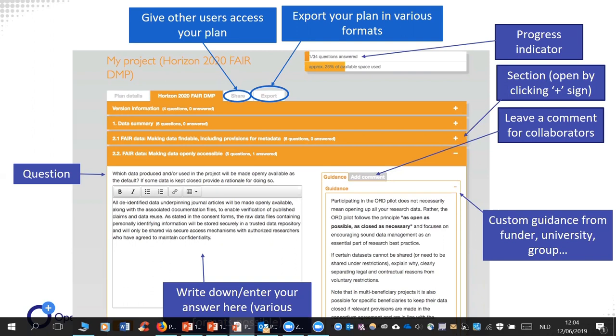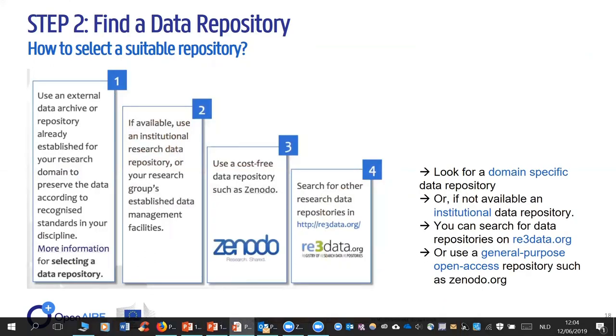And so it's a useful tool that can help you guide. Step two is find a data repository. How to select a data repository? Well, it's recommended as a first step to look for a domain-specific data repository, because data repositories are not only archives, but they also build services on top of their archiving function. So if you have a domain-specific data repository, the services built on top of the repository will be specific for your domain. So that's very useful.